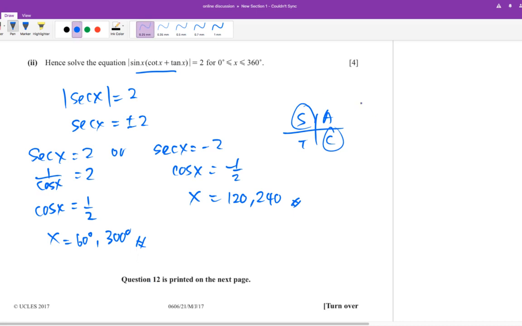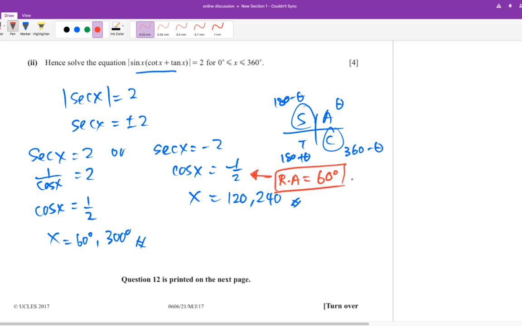You need to remember that in the first quadrant it is the angle, the second is 180 minus angle, the third one is 180 plus angle, and the last one is 360 minus angle. Alright, so for negative here, you need to find the reference angle first. The reference angle is 60 degrees.